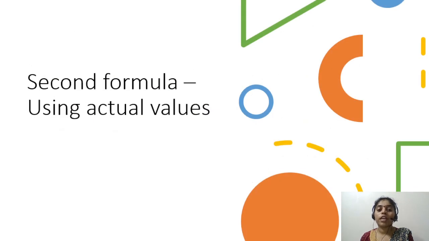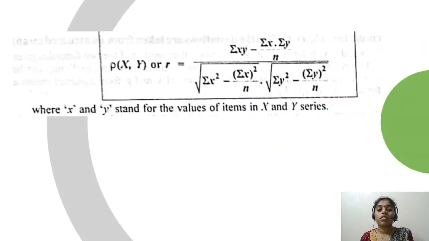Next comes the second formula, using the actual values. In the first formula we use the mean value, but in the second formula we use only the actual given values. So we have the formula r is equal to summation x into y minus summation x into summation y by n, where n is the number of pairs, divided by square root of summation x square minus summation x whole square by n, into square root of summation y square minus summation y whole square by n, where x and y stand for the values of the items in the x and y series.